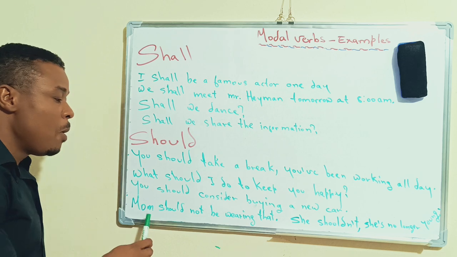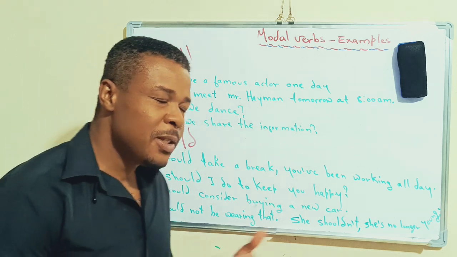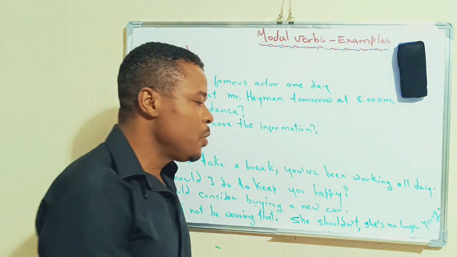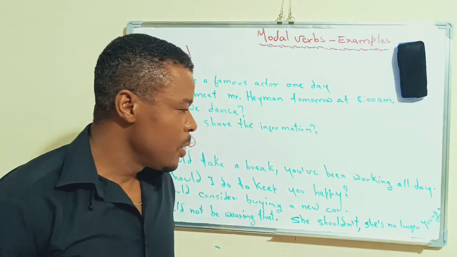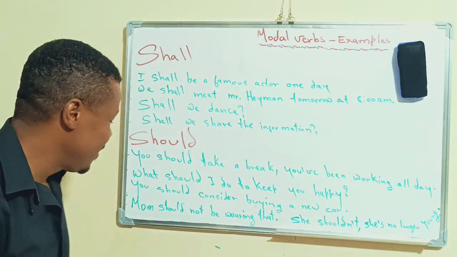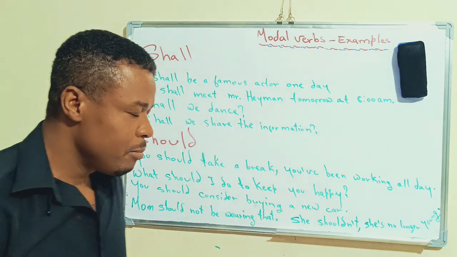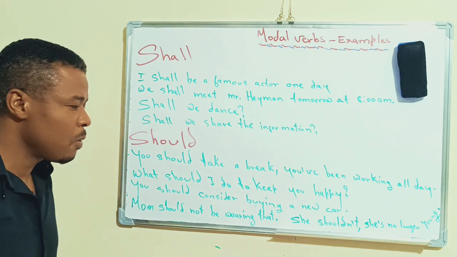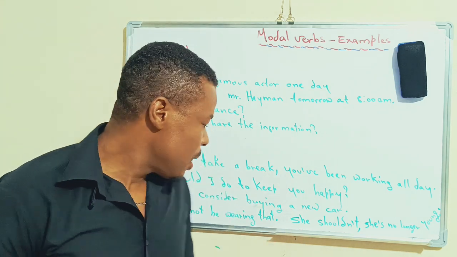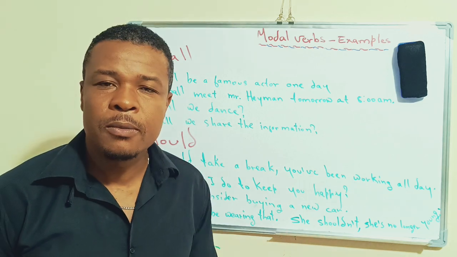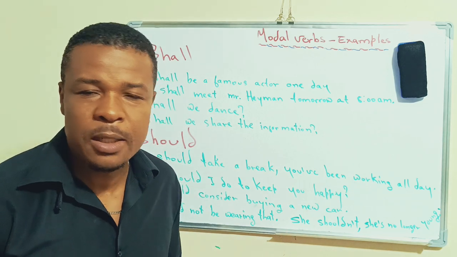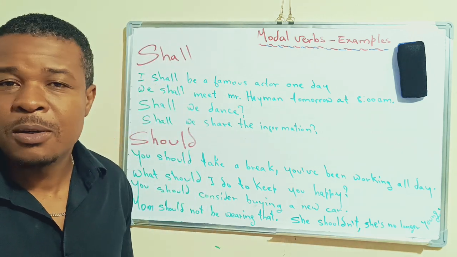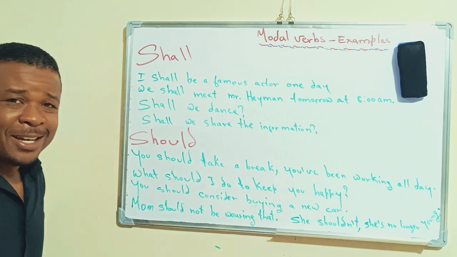Alright. Mom should not be wearing that. Eso entre hermanos hablando, ¿verdad que sí? Okay, mom should not be wearing that. She shouldn't. She's no longer young. Mami no debería estar vistiéndose así, poniéndose esa ropa. She shouldn't. Es la contracción de should not, ¿no? She shouldn't, for example. She's no longer young. Ella ya no es joven.